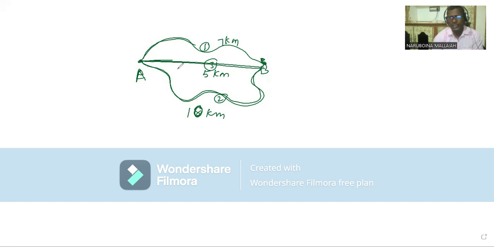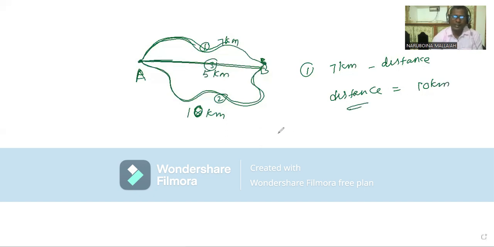Now, this 7 kilometers, from A to B by path 1, is called distance. Distance traveled by me is 7 kilometers. If I take the second path, the distance is 10 kilometers. Now I am asking you, what is the displacement?